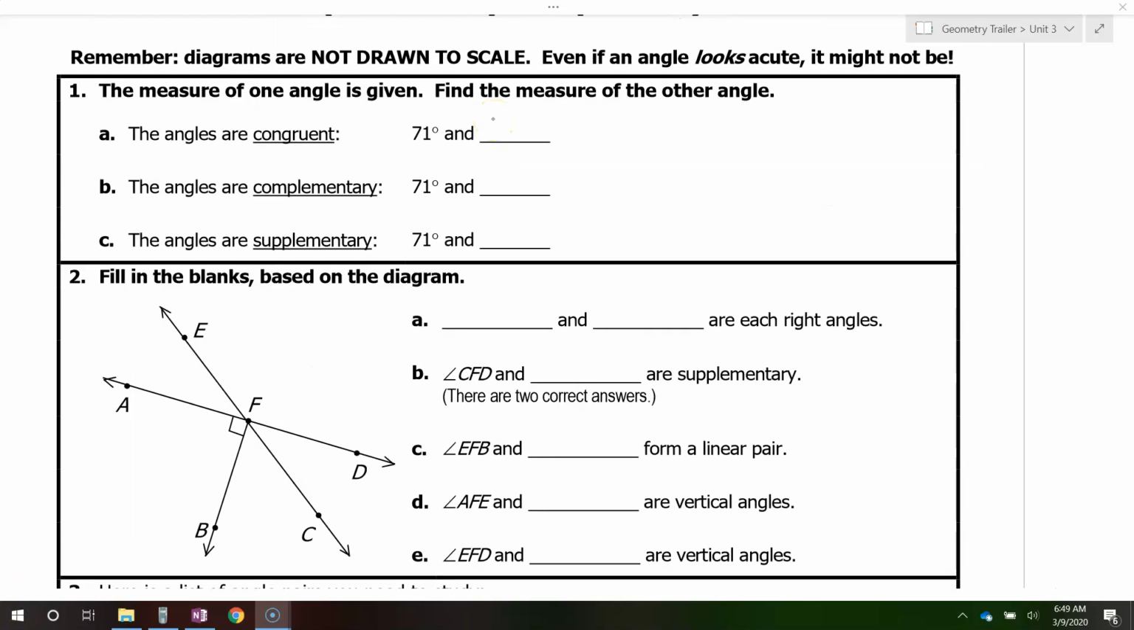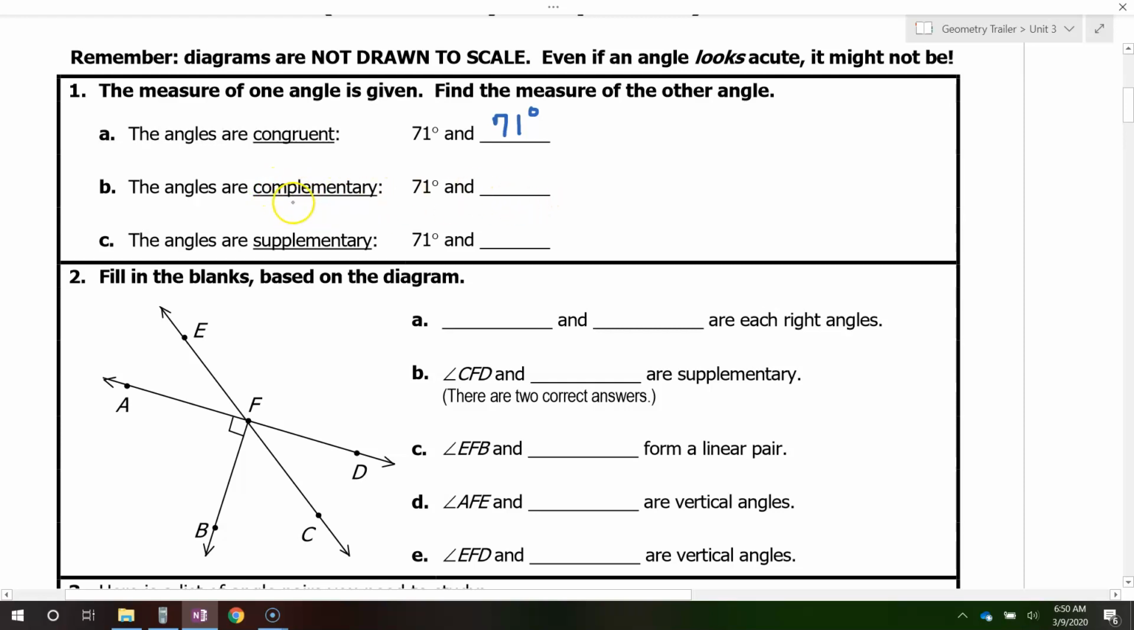So first of all, a little bit of vocabulary. If angles are congruent, it means they have the same measure. So if one angle is 71 degrees, then the other angle will also be 71 degrees. That's what it means to be congruent.